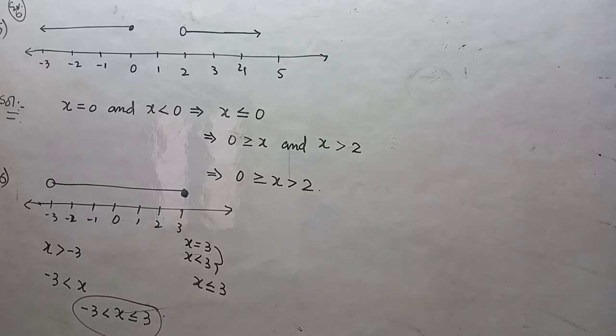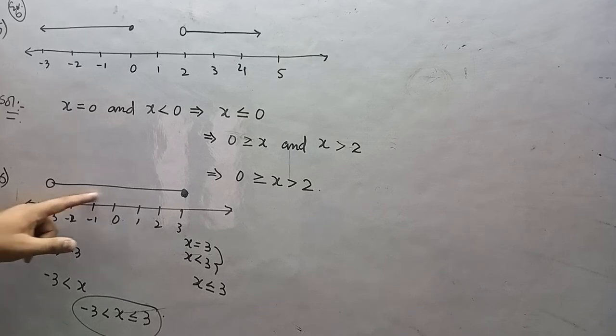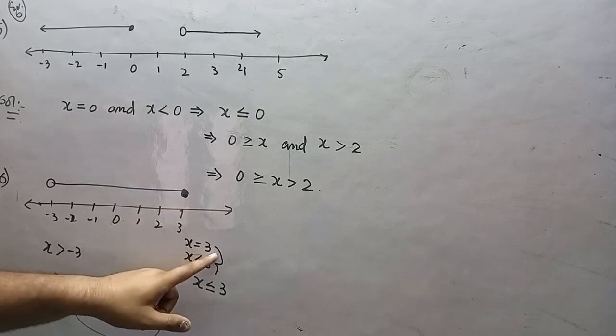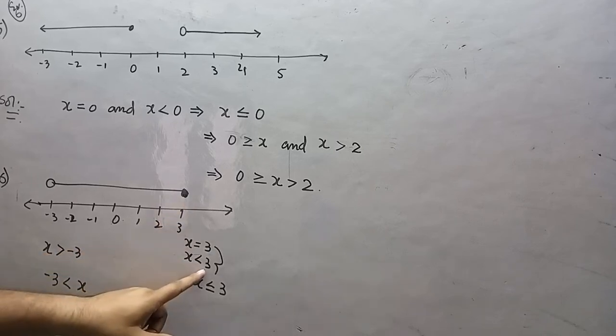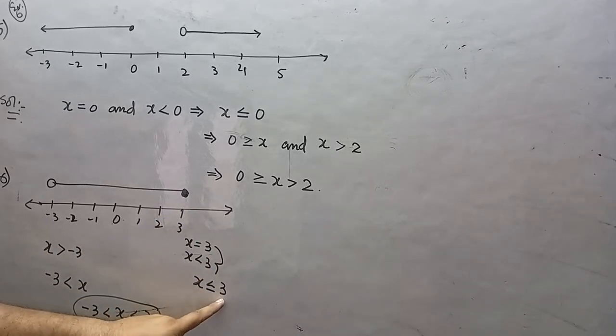Understand this properly, how I did it. First thing, this is the question. From here I note that the value of x is greater than minus 3, but not equal to minus 3, so I can write this inequality. Now here x is equal to 3 first, and second, x is less than 3. Combining both, x is less than or equal to 3.